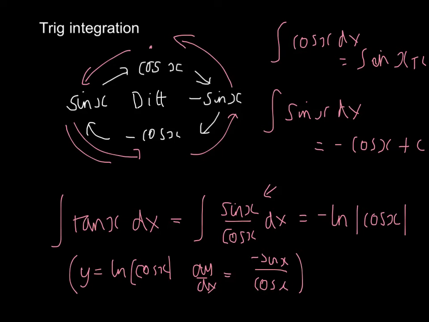The only thing we didn't have was the minus, so we need to put a minus at the beginning. So the integral of tan x is minus the ln of cos x. We can also write that, using our log rules, as the ln of cos x to the minus 1, or the ln of sec x. Okay, so that's one type that you need to know.